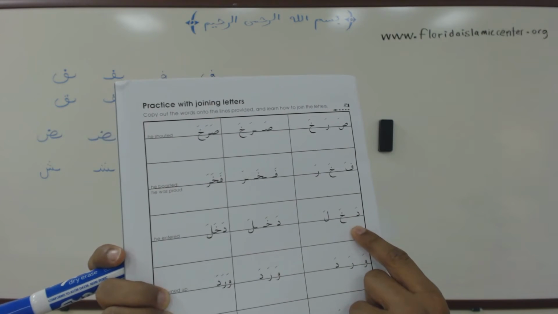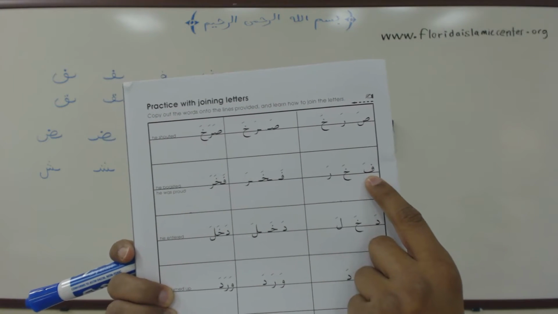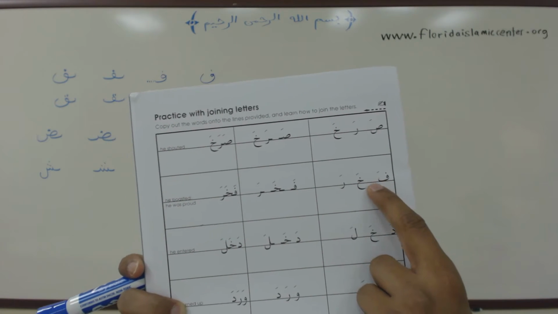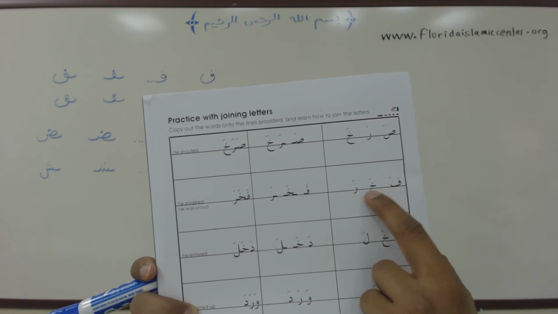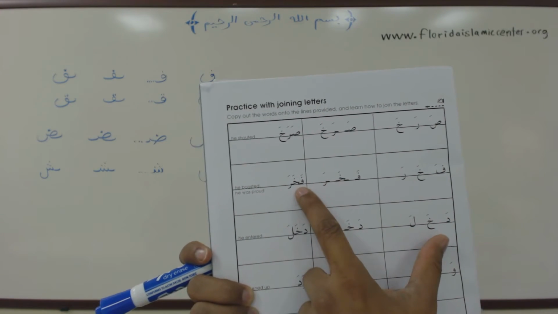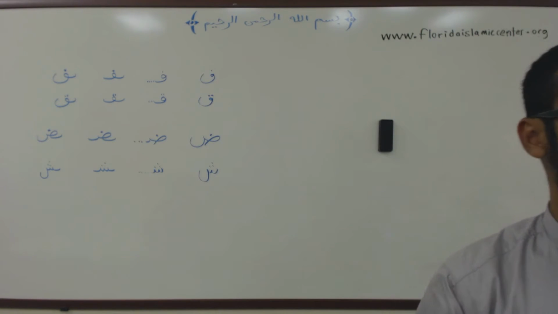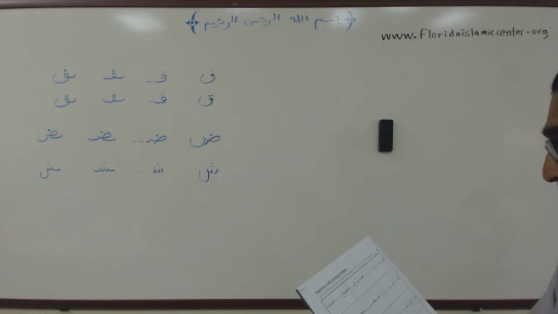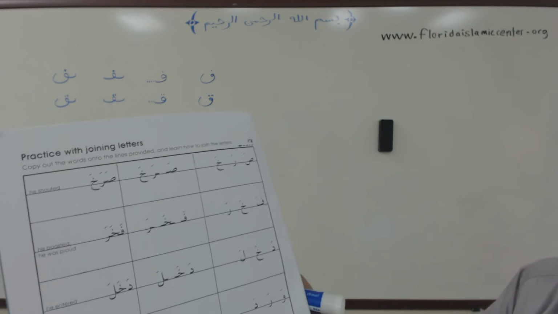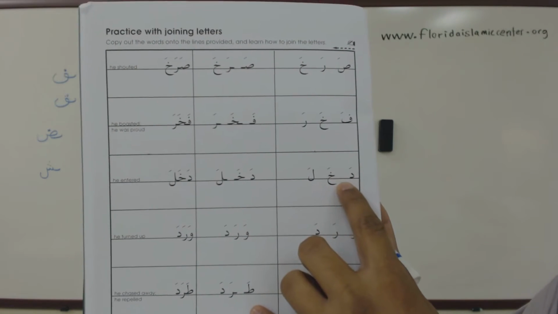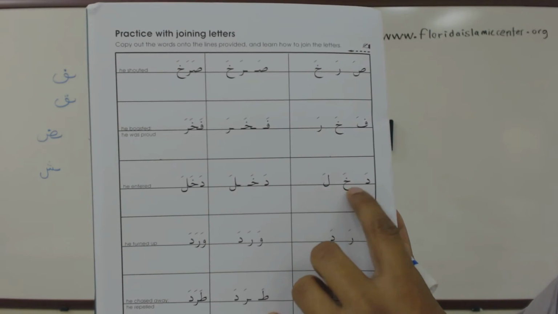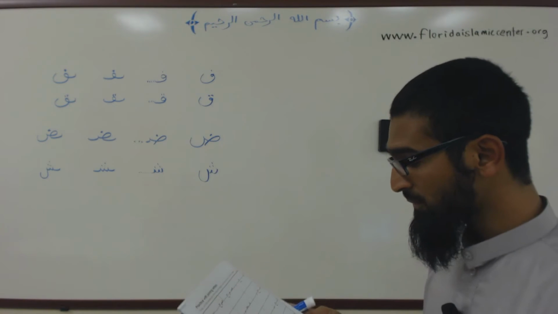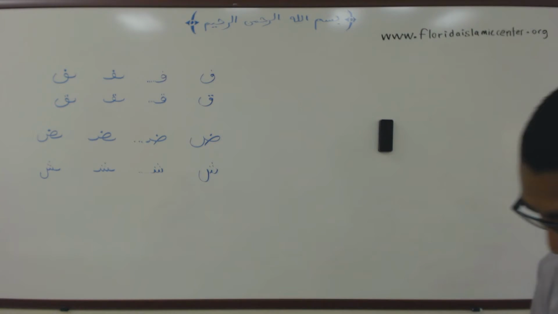So let's go to the second one. What's that second letter? Fakhara. Fakhara means what? Al-iftikhar means to boast, right? So he boasted, he was proud, right? Fakhara. What about the next one? Dakhala. Dakhala, right? So dakhala means to enter.